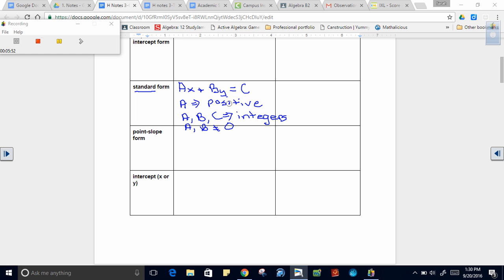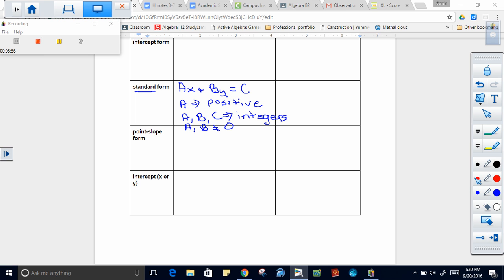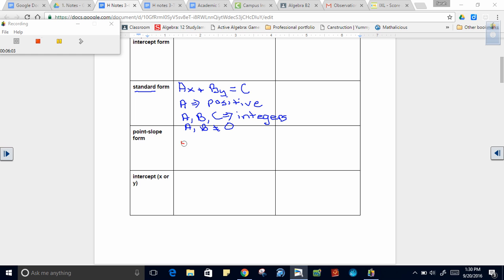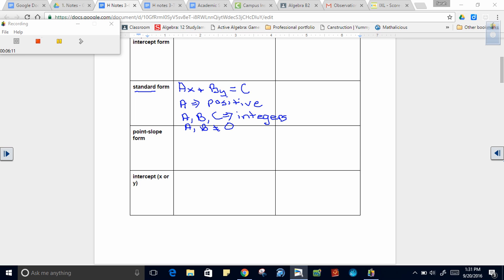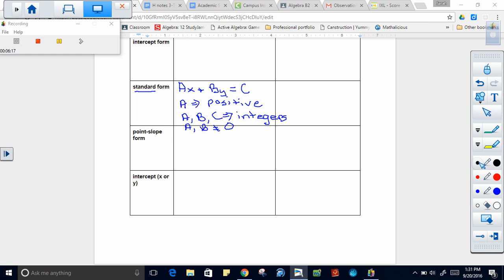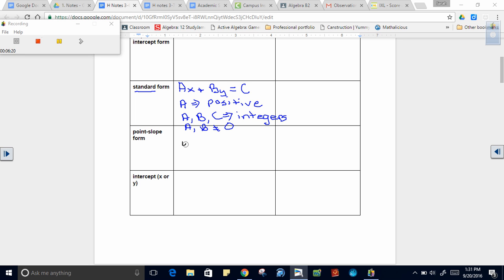Alright, your point slope form, I'll change colors because I went over a little bit. Point slope form is going to be Y. I'm going to keep different colors. There's lots of weirdness going on here for this form of an equation. I'm going to say Y. That's always going to stay a Y.